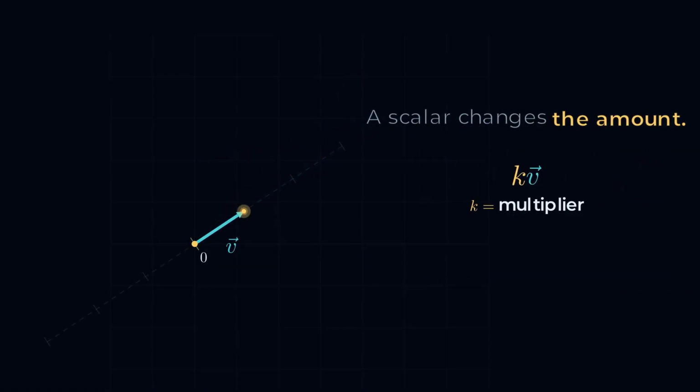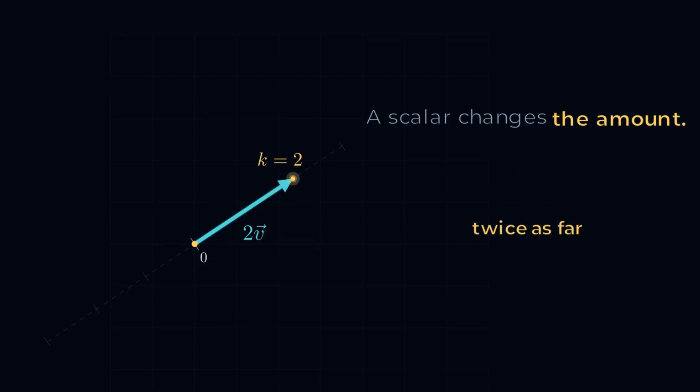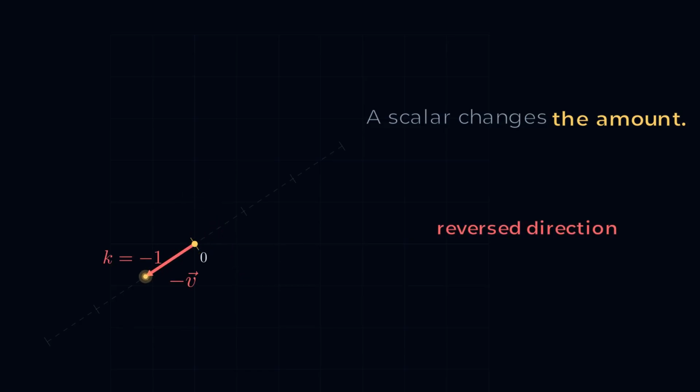A number in front of a vector changes the amount of movement. 2 times v moves twice as far. Half of v moves half as far. A negative number reverses the direction. And 0 shows the movement completely.